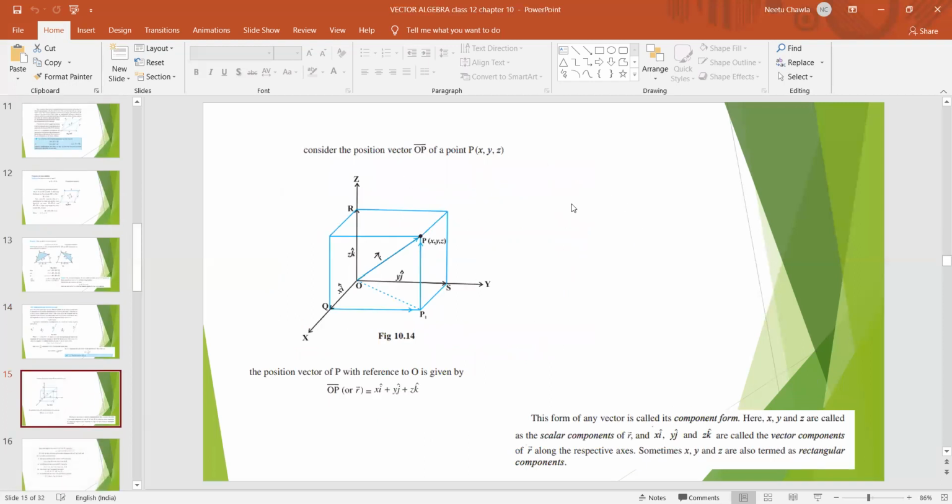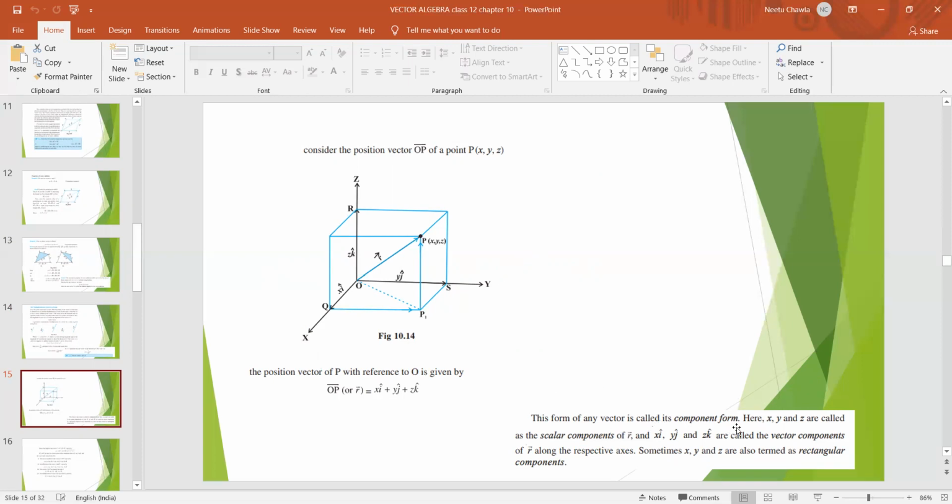Now here is another diagram. This is a point P represented by x, y, z since it is in space. It is a 3D point. And this O is the origin. If I want to write the OP vector, then what will I write? xi plus yj plus zk. Suppose a point is given as 2, 3, 4. We will write this OP as 2i plus 3j plus 4k.